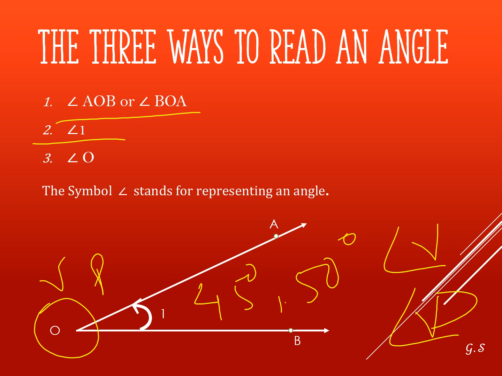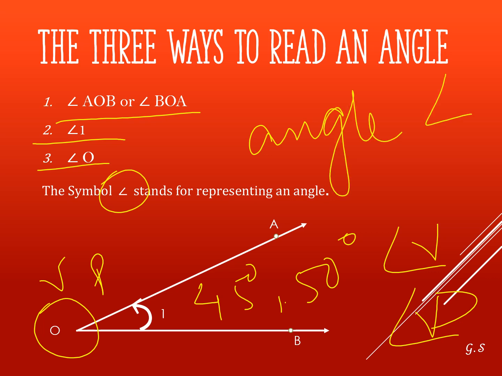Now, the most important thing is, what is the symbol of angle? The symbol of angle is this sign. So we will not write the word angle. We will directly write the angle sign, and we can write angle 1, angle 2 or anything, whatever will be there.